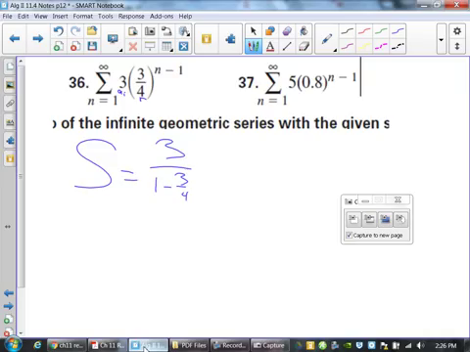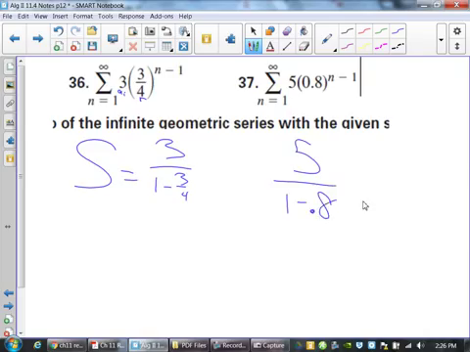And you should get 12. Okay. Same deal on this one. 5 over 1 minus 0.8. So let's see, that'd be 25, I think. Wait, 1 minus 0.8 is 0.2. It's 25. 5 divided by 0.2. Yeah, it's 25. That's what I thought.